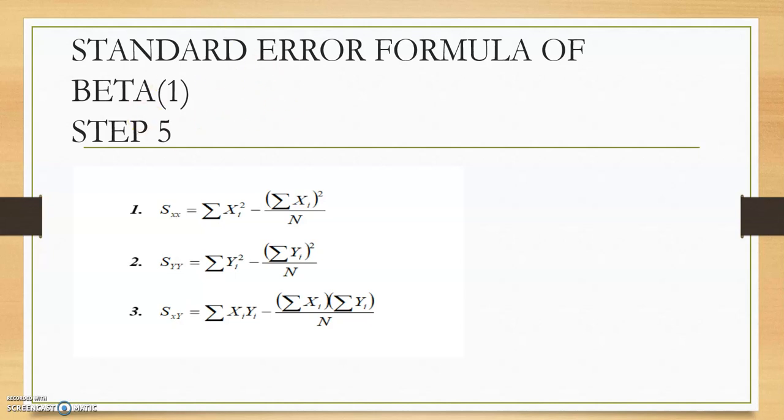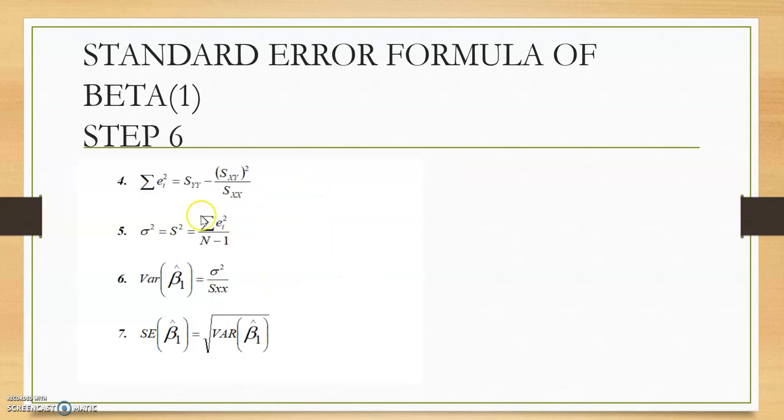The first formula is SXX. This is the formula for SYY and also for SXY. These formulas are very important in order to calculate the standard error for beta 1. The summation values here we already get from the table in lecture Part 1. These are the formulas for numbers 4, 5, 6, and 7.